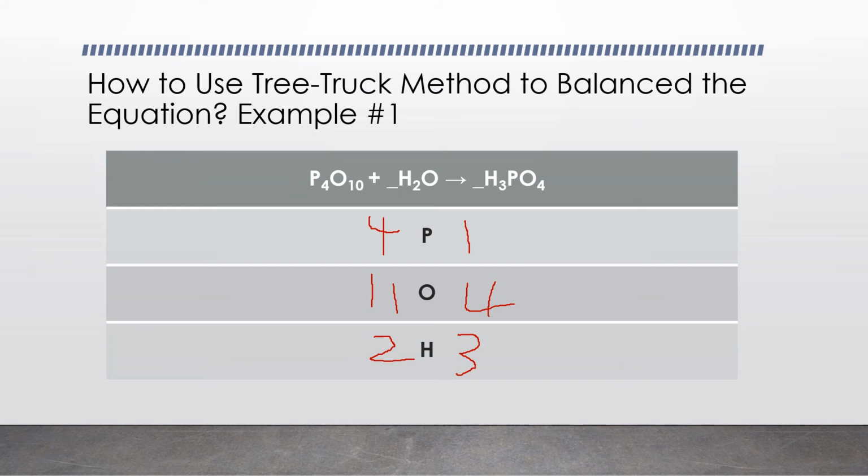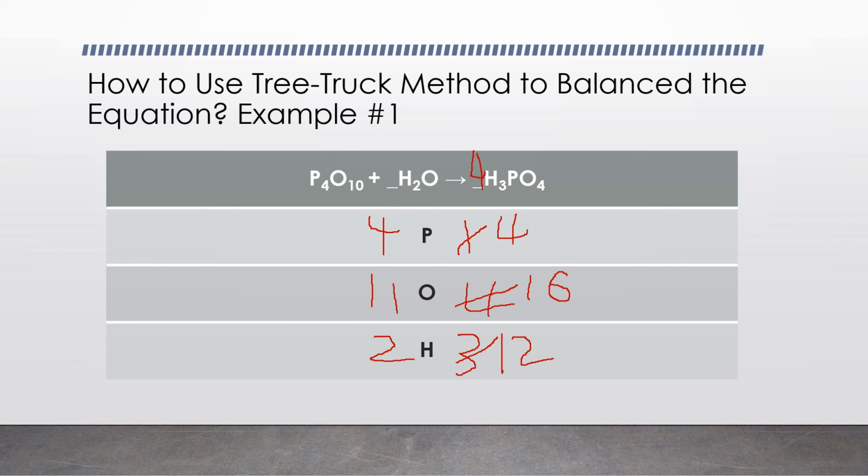In order to balance out, at first we need to have 4 phosphorus in the product, so we need to multiply by 4. Yes, we multiply by 4 in here, so it will get 4, and the hydrogen will be 12. Then the oxygen will be 16.